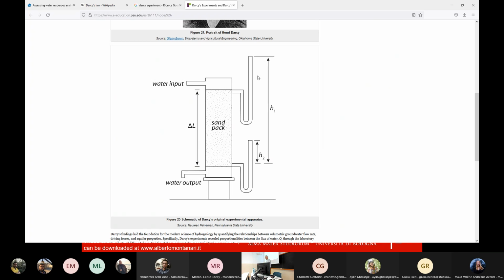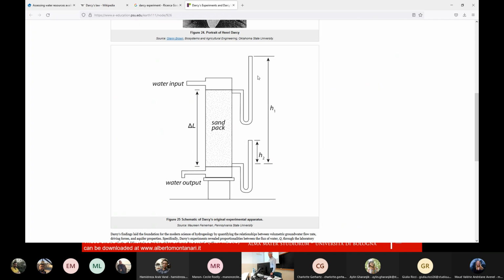If we want to relate the flow with hydraulic depth, this is precisely what he did here. You see that he measures the change in hydraulic depth depending on the flow. So it is what we are looking for.